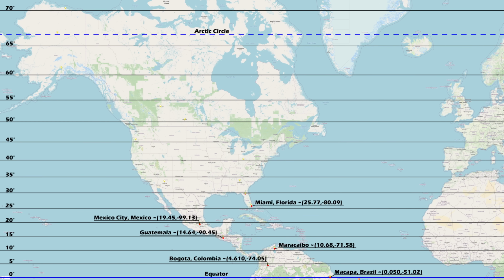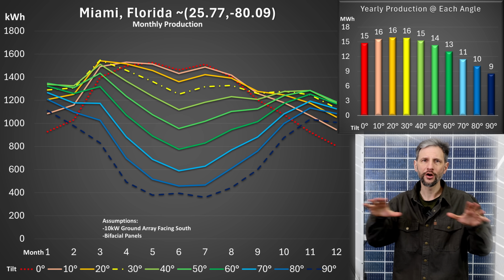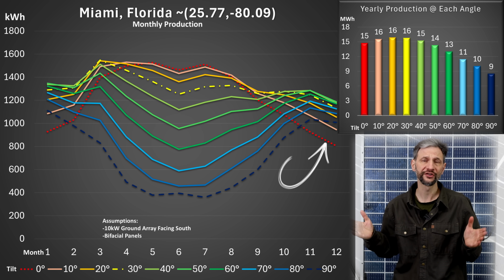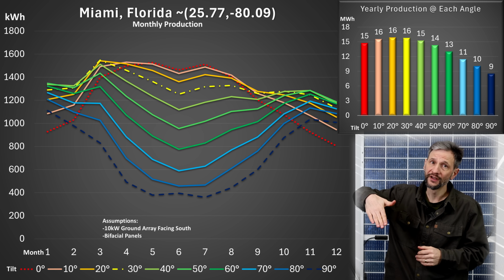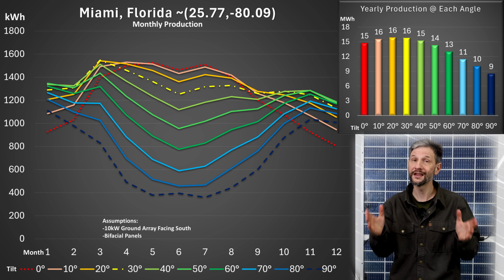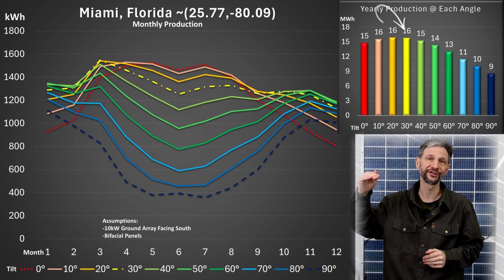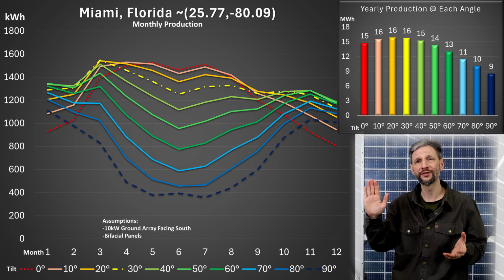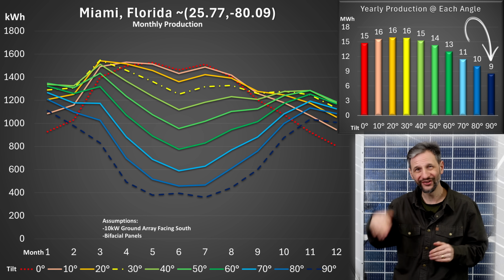25 degrees latitude moves us into the US at Miami, Florida. The shallow carport angles are now a compromise setup with dramatically lower production in the winter months. 30 degrees, which is the same as my array, now provides a nice consistent production over the entire year, and it produces an optimal yearly production at 16 megawatt hours. The vertical setup has started to increase in performance, but it is still dead last.